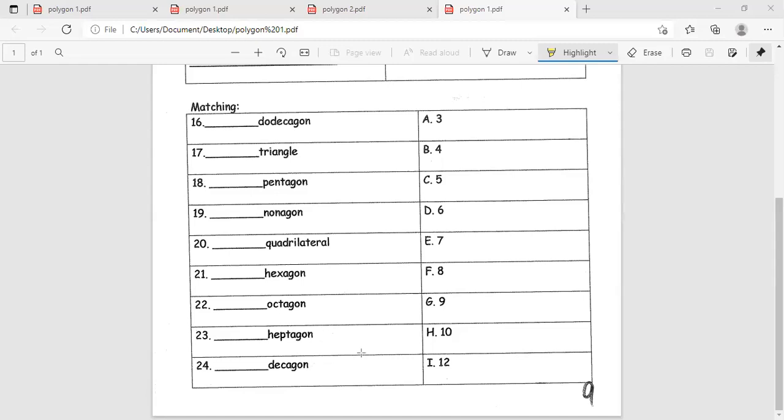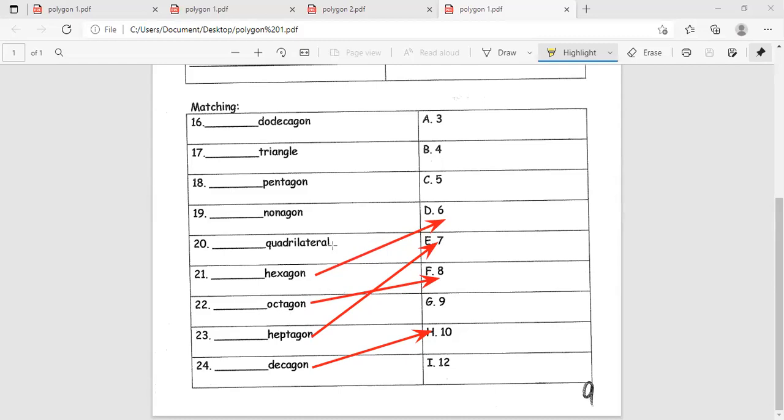So I'm going to come and then I will connect this one. Heptagon, it will be 7 sides. Octagon, it's 8 sides. Hexagon, 6 sides. Very good.